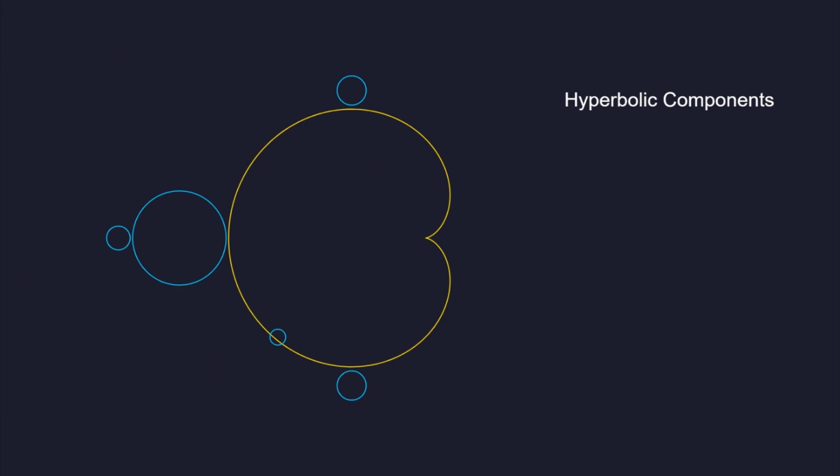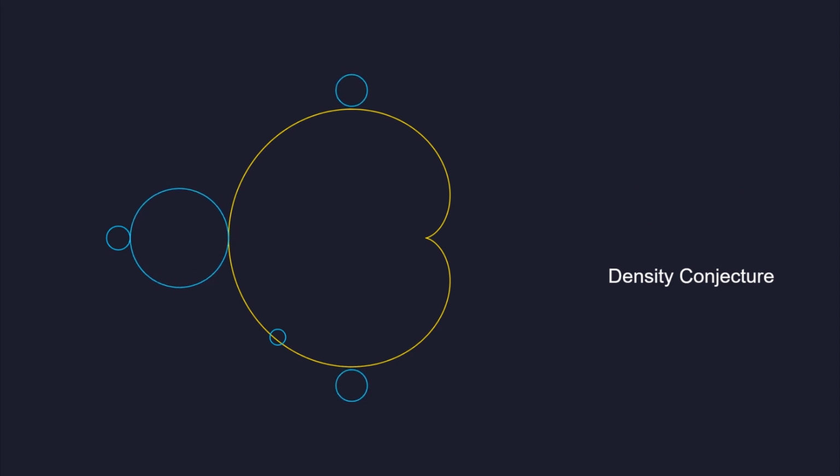The interior of the Mandelbrot set consists of hyperbolic components. In these regions, every point c has an attracting periodic cycle. It is conjectured that these components are dense in the set, meaning any non-hyperbolic point is a boundary point.